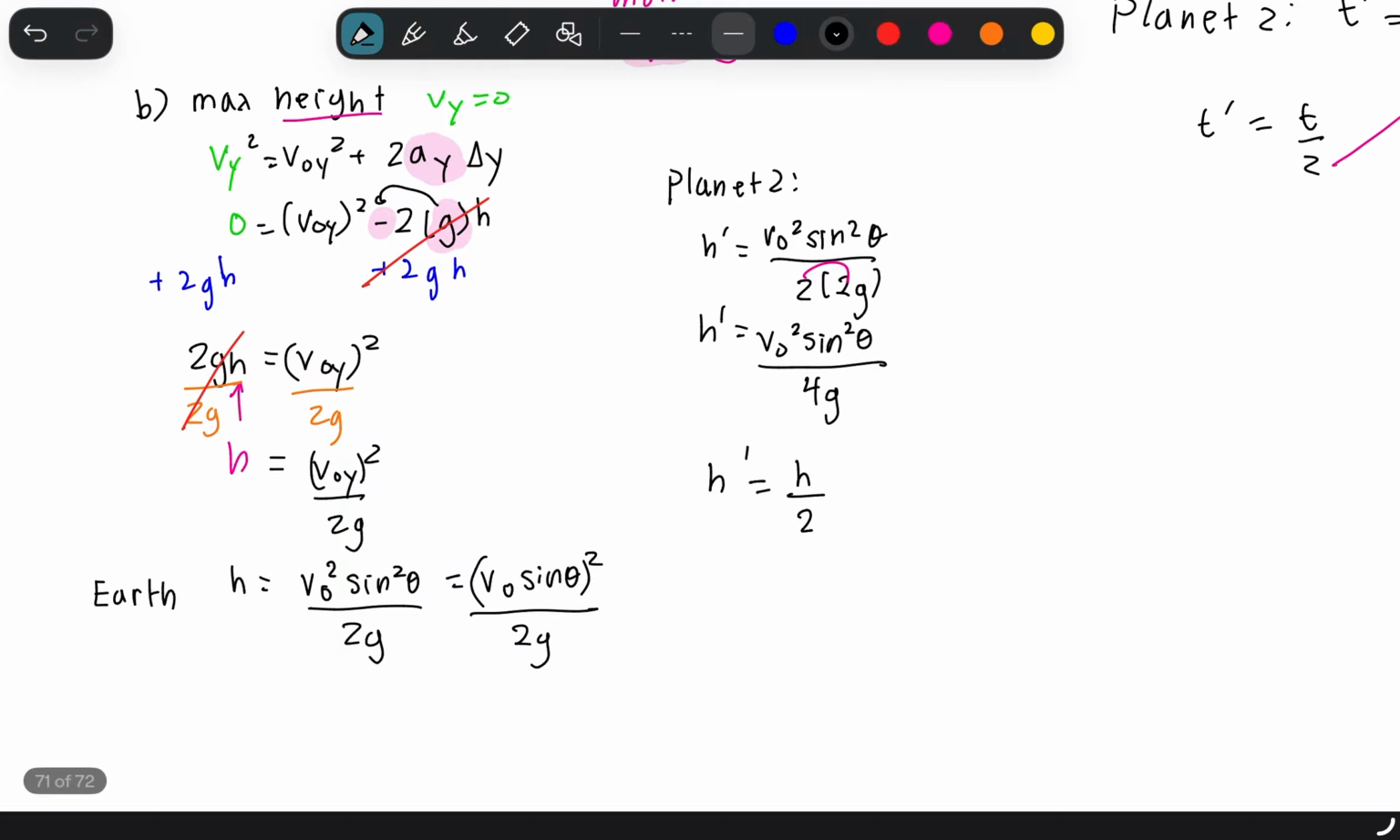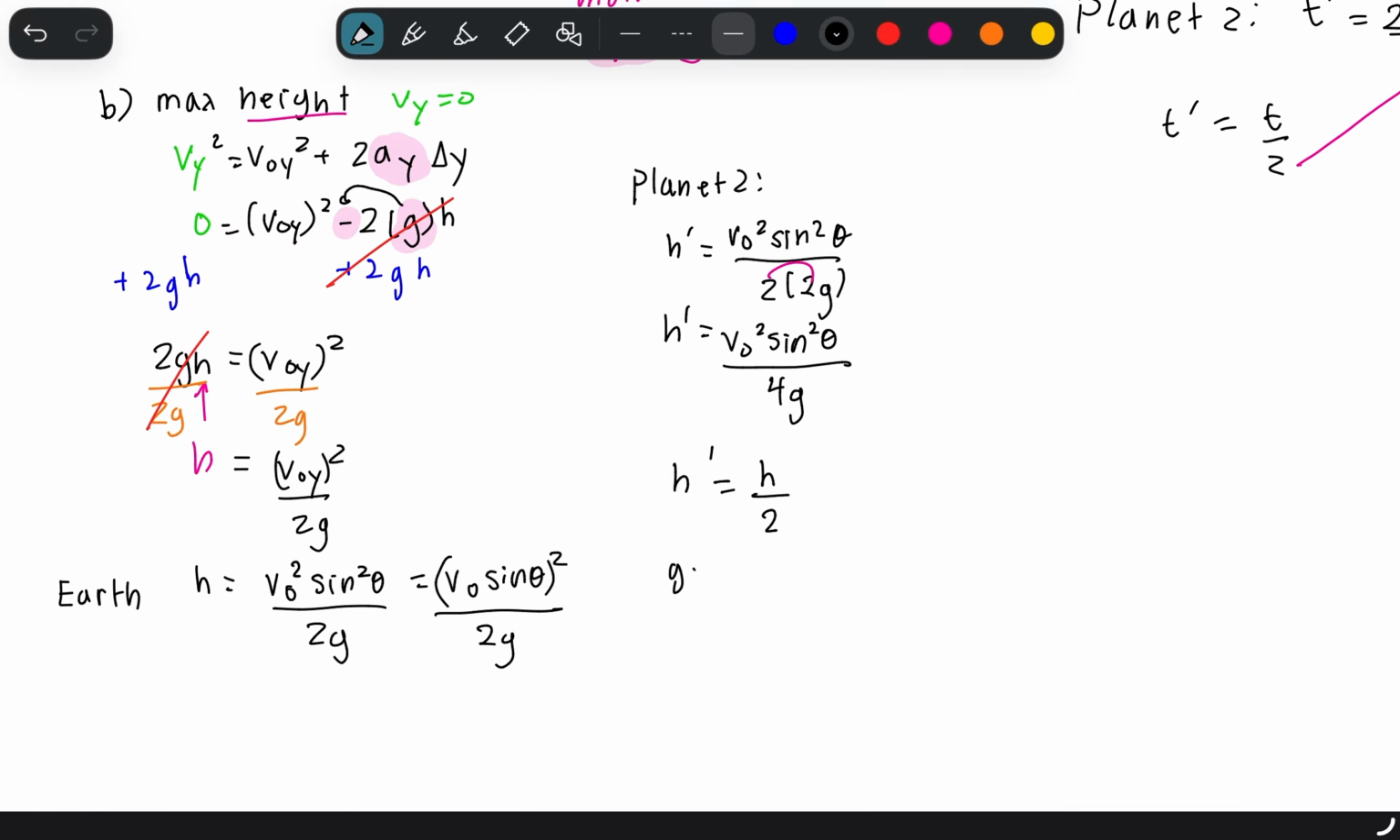And this makes sense because we know that gravity reduces how far upward motion can go. So our answer makes sense logically.